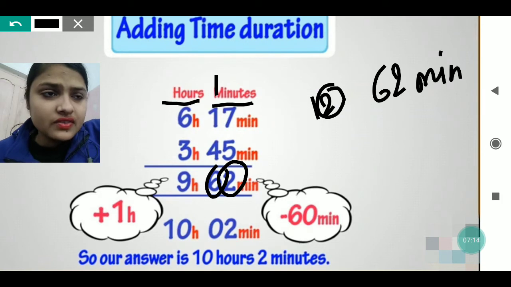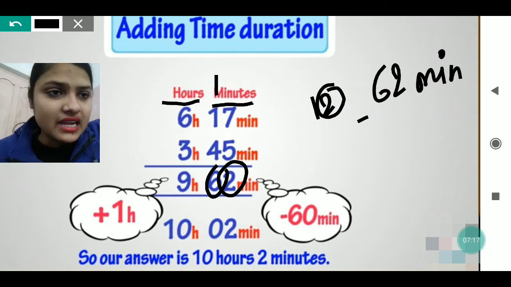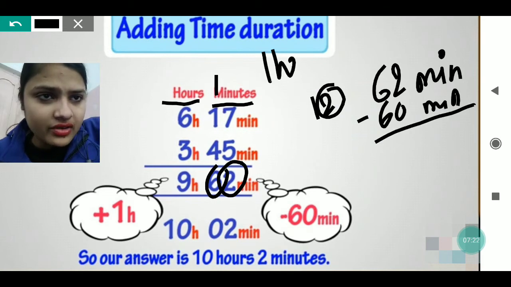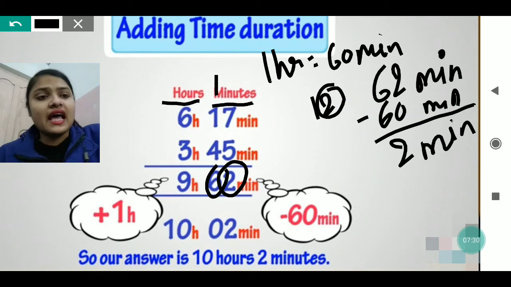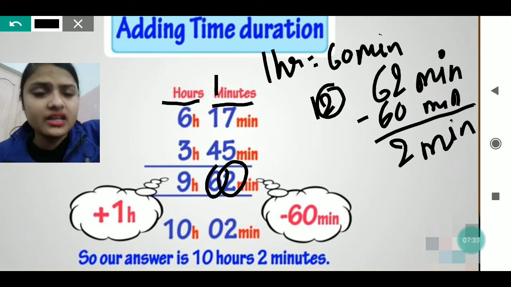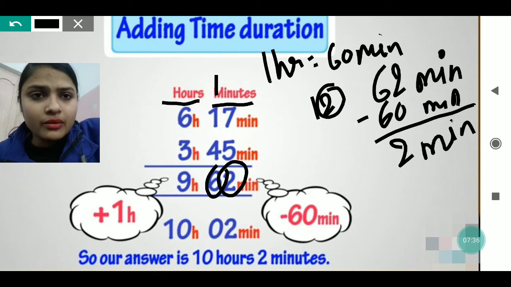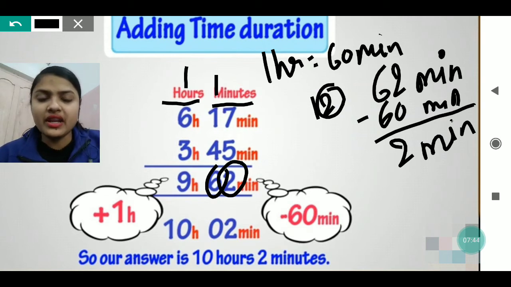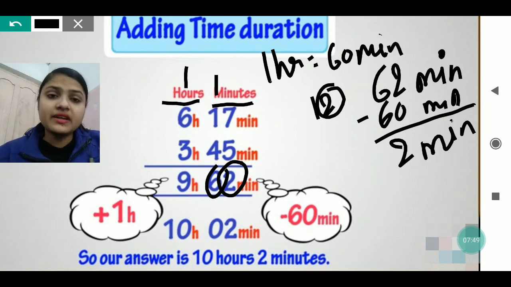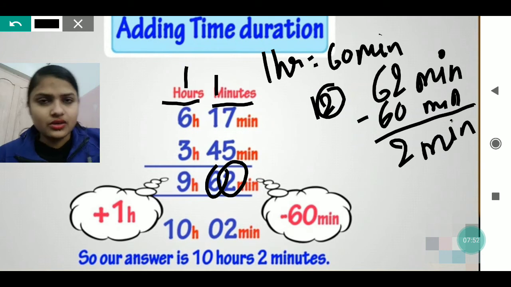Okay, so if 62 minutes I am getting, my dear, if I will subtract 60 from it, okay, as I am knowing this, that 1 hour is just equal to 60 minutes. So if I will subtract 60 from this, then I will get 2 minutes. And this 60 minute will be added in hour column by converting it into 1 hour. So now 6 plus 3 is 9, and plus 1 which you have subtracted from the minute will be added here in the hour column, and it will become 10 hours. So it will be 10 hours and 2 minutes. Okay, this will be the answer.